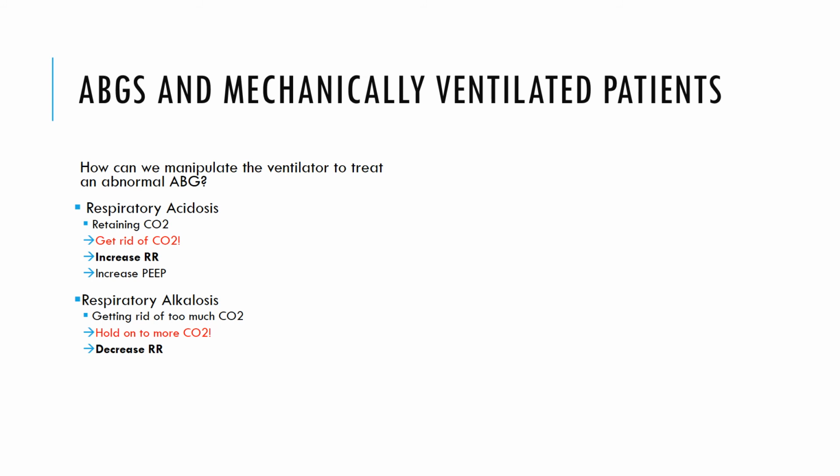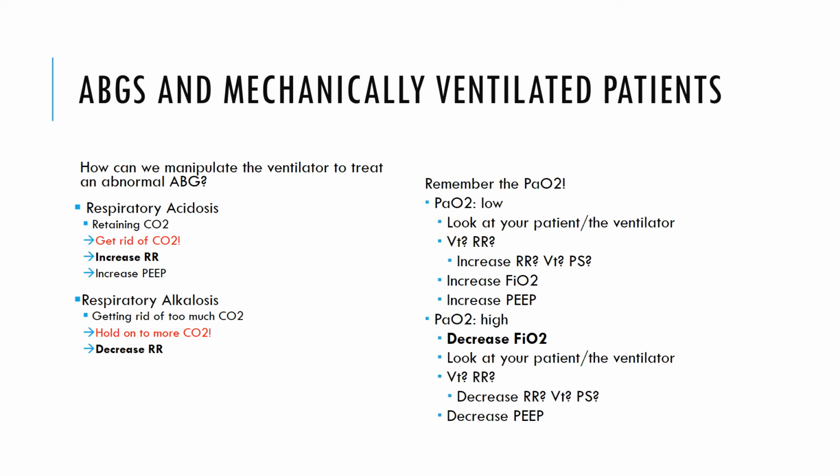Now remember, it's not just respiratory acidosis or respiratory alkalosis that we're worried about. Remember, your ABG also provides you with a PaO2, that partial pressure of oxygen in the blood, measured in millimeters mercury. Remember, this is different than oxygen saturation. Our normal range is 80 to 100 millimeters mercury, so if our PaO2 is below 80 and we are hypoxic, we need to take a look at the bigger picture.